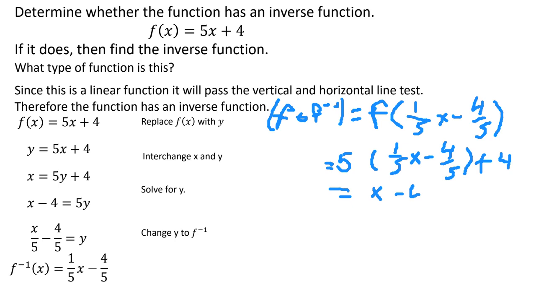Okay. So we combine our like terms. We have a negative 4 plus 4. That's going to give me 0. So when I did the composite of the function with its inverse, I got x. And by me doing this, and since I got an x, I proved that what I have there as an inverse is the inverse of f. Yes?